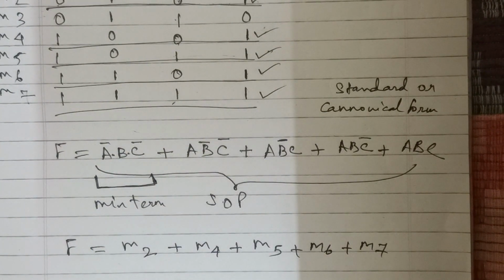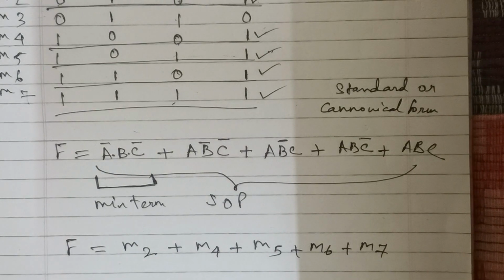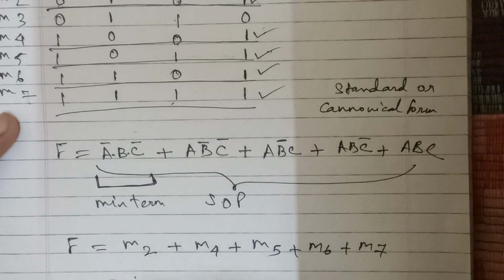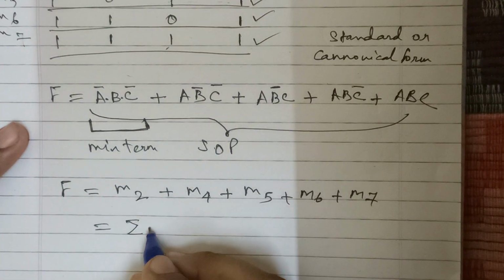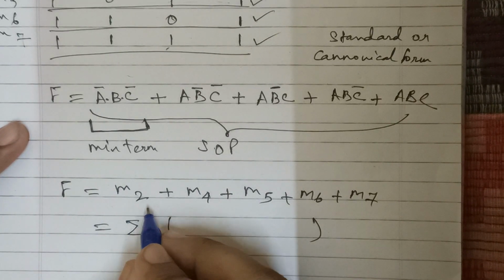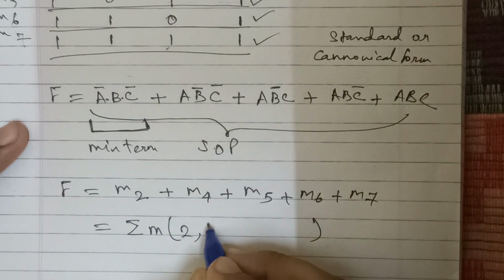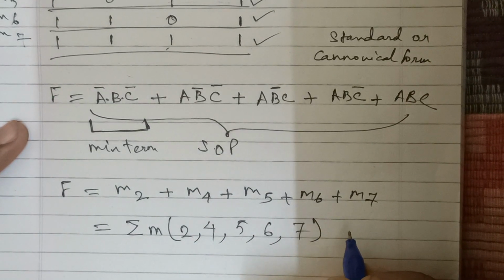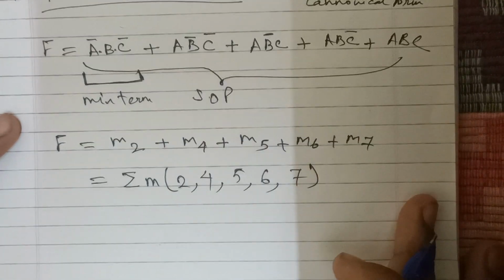Summation of min terms is also sometimes expressed like this: sum m, in brackets. What are the values? 2, 4, 5, 6, 7. Okay.